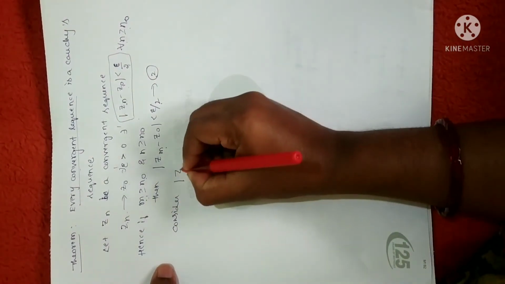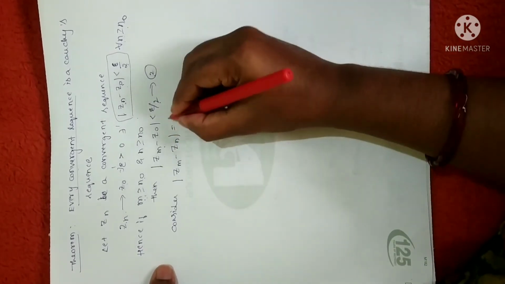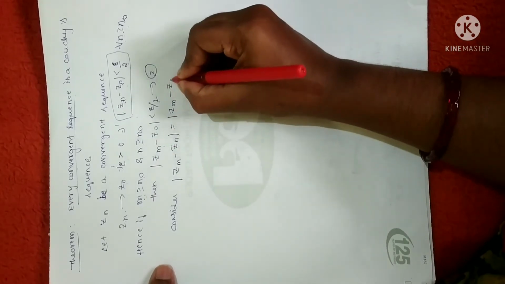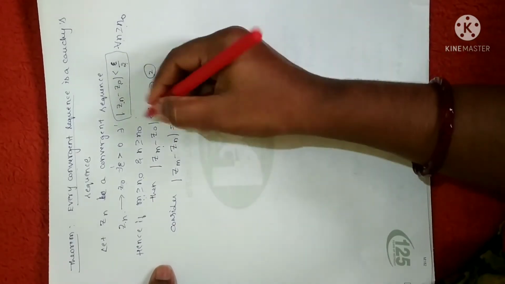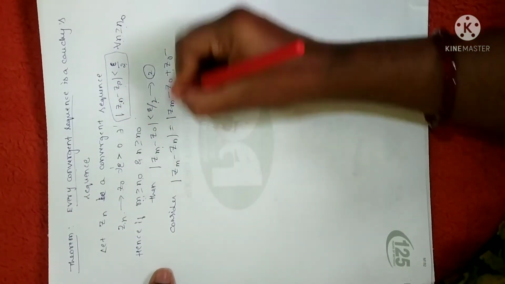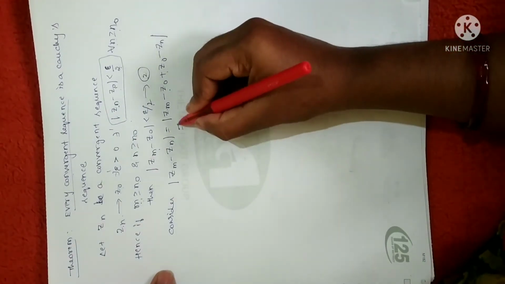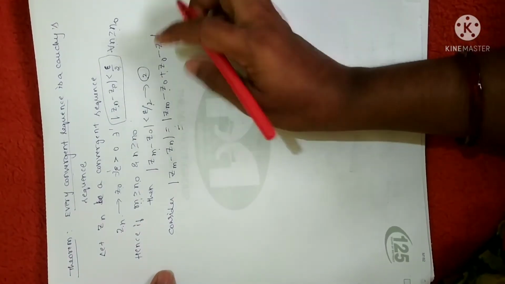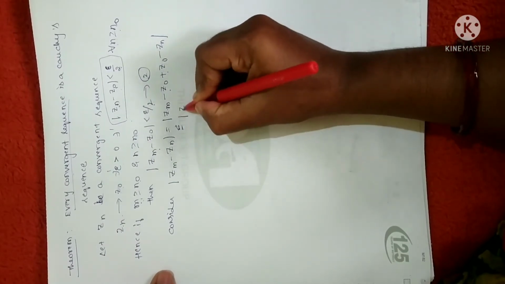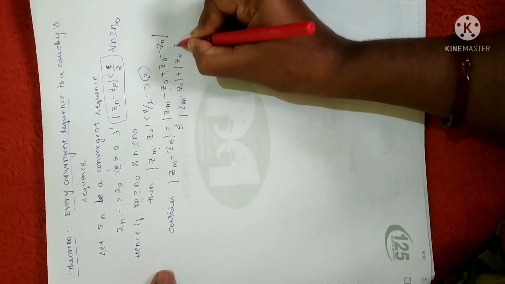Fine. Now let us consider Z_m minus Z_n. I can rewrite this term as follows: I write the first term as it is, then I subtract Z_0 and add Z_0, and the last term I write as it is. Now this is a magnitude, right? So when I split the magnitude, the equality becomes less than or equal to. I group this as Z_m minus Z_0 plus Z_0 minus Z_n.